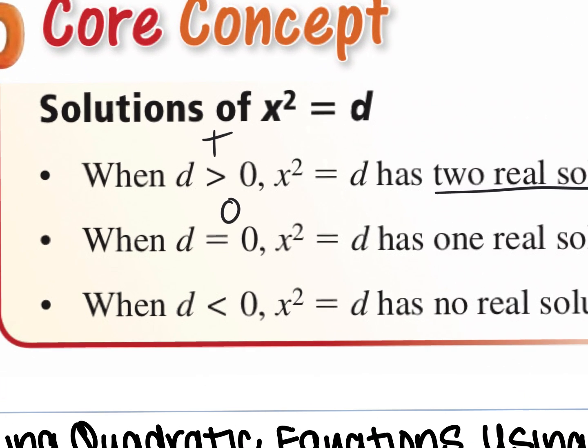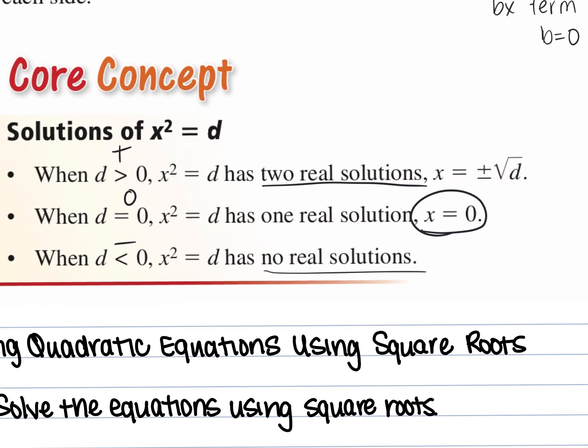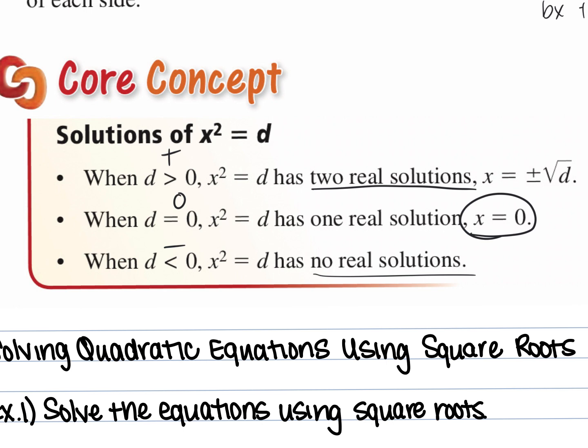What values are less than 0? The negative values. So when d is negative, you're going to get no real solutions. And I will explain why we get these values when we get to those types of problems, okay? Right now, are there any questions? Yeah, go ahead.